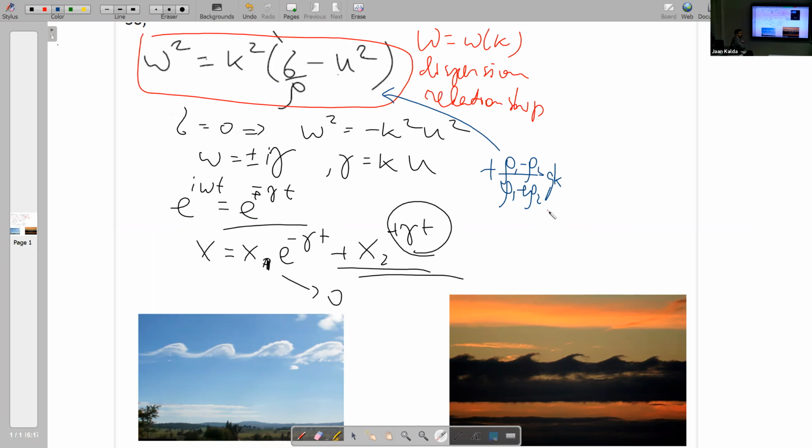You don't need to have a completely windless day to have a mirror surface. But if it's above the critical level, then ripple will appear. And then in the long term, that ripple will evolve into water waves. Okay.